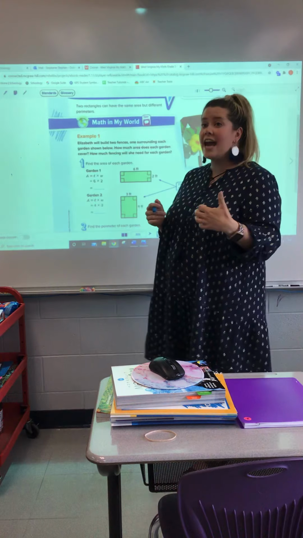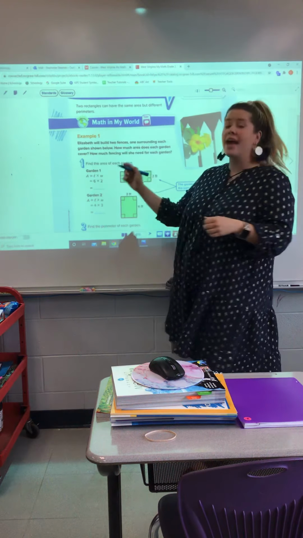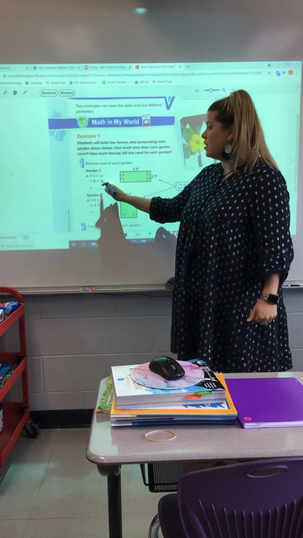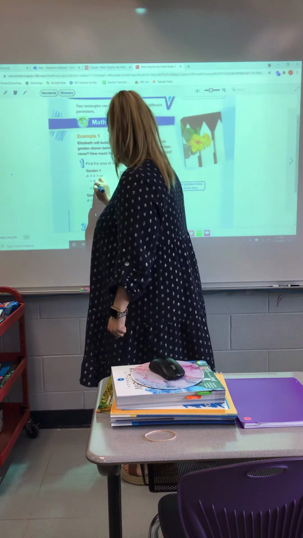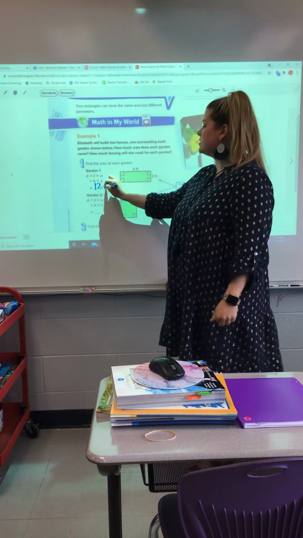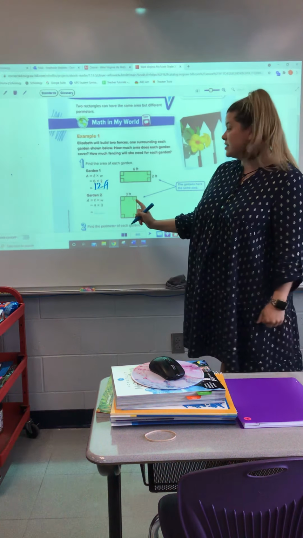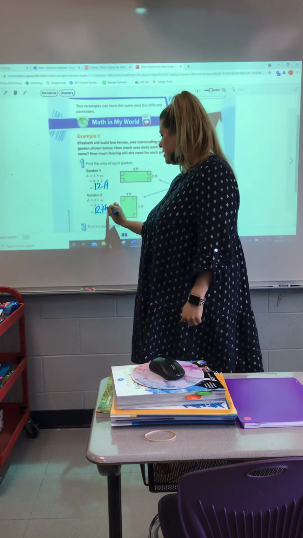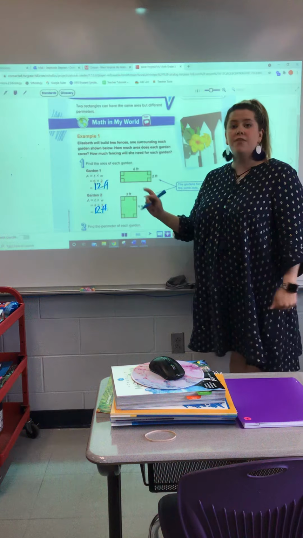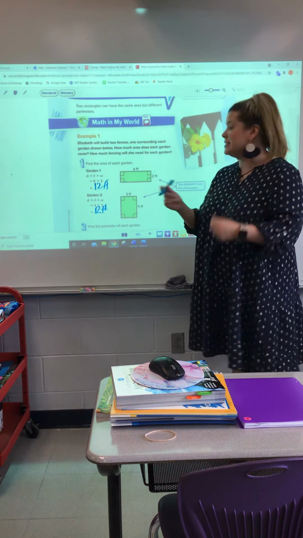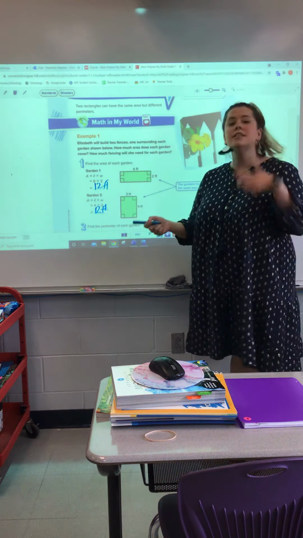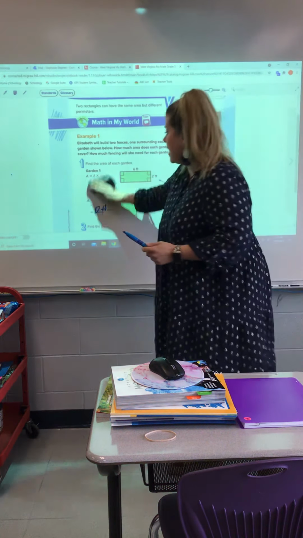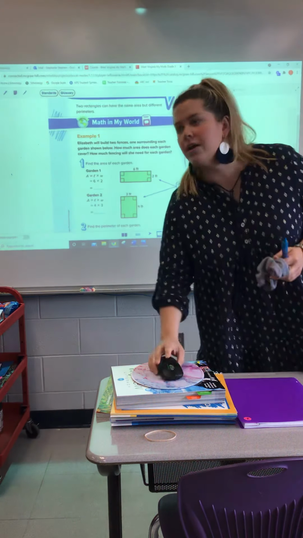So first let's find the area of our garden. I know that area is length, 6, times width, which is 2. So the area of this garden is 12 square feet. The area of this garden, 4 times 3, is also 12 square feet. So even though they look different, they have the same amount of space inside. If we thought of that as grass, the same amount of grass inside. So I know they have the same area, but what about the perimeter?